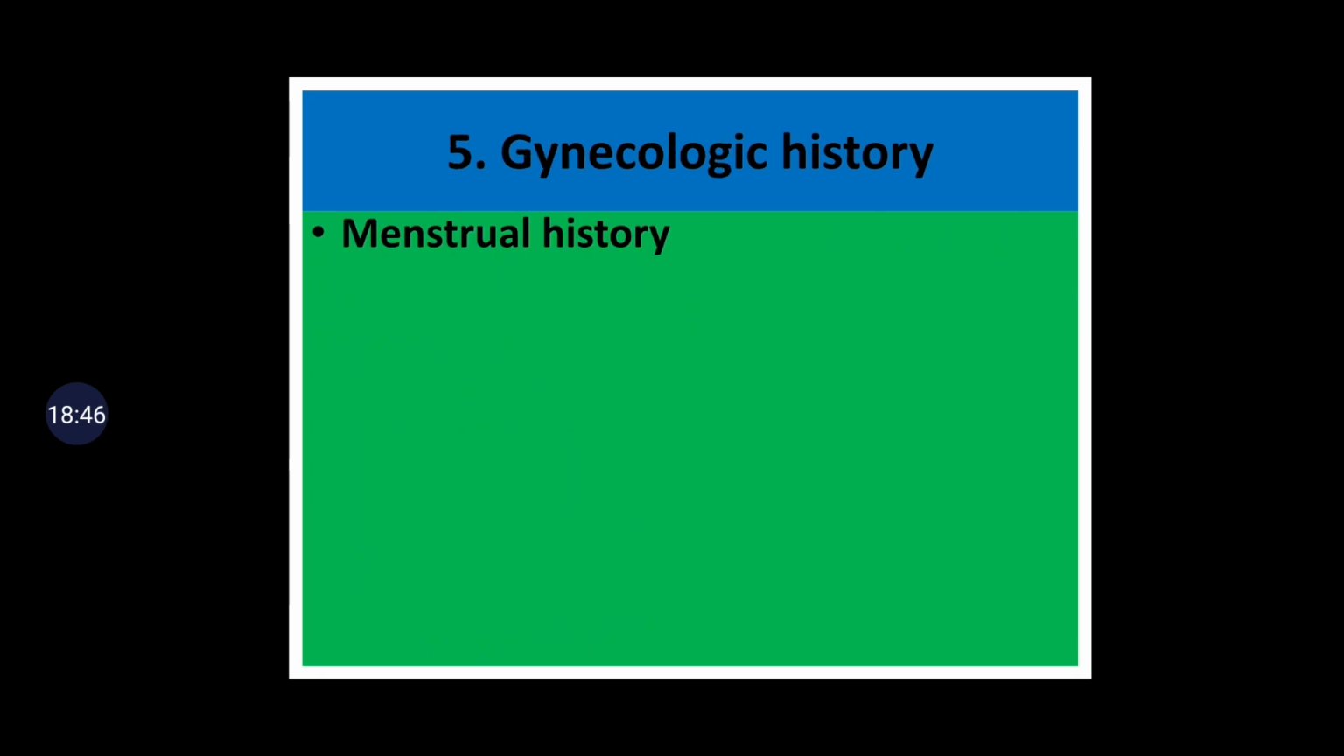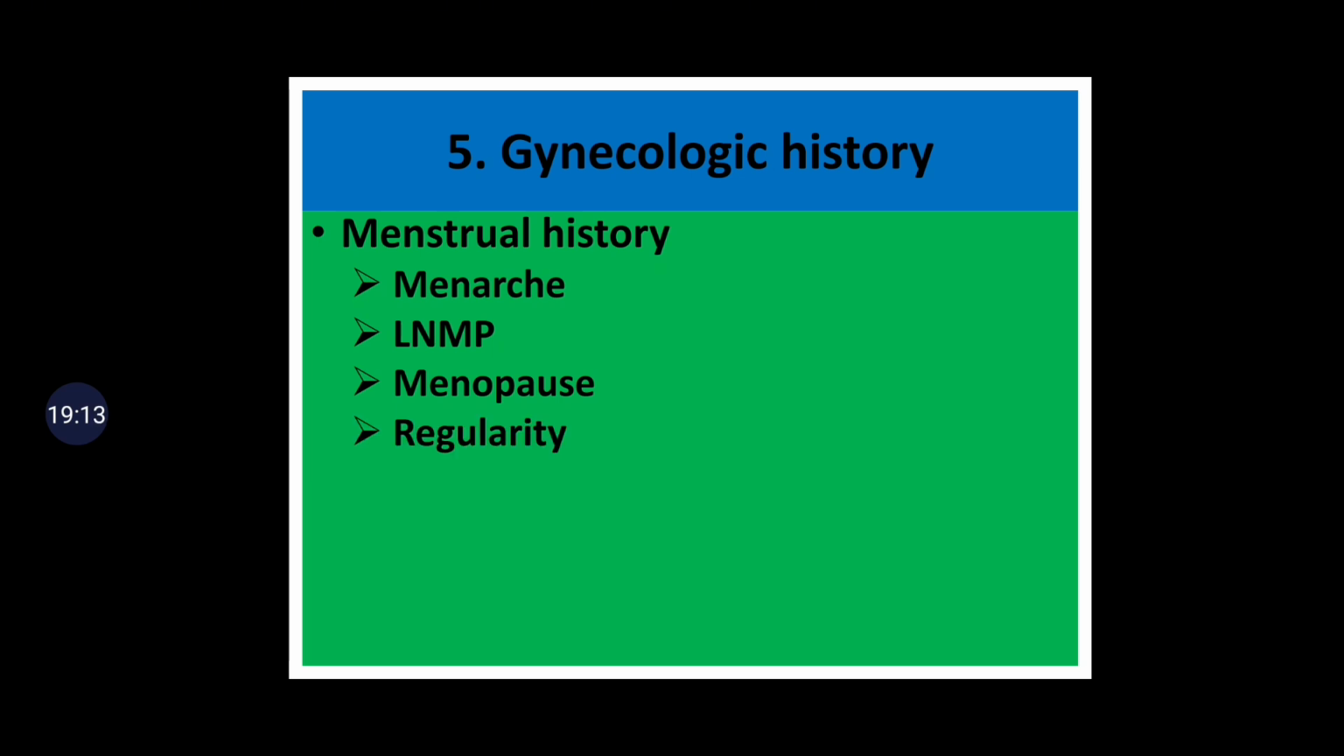Finally, we will see gynecologic history. The first one is menstrual history. You should ask age of menarche. Early menarche is associated with some gynecologic malignancies, and late menarche may be a sign of primary amenorrhea. Ask the last normal menstrual period in case of gynecologic patients, and you should ask about menopause. Late menopause is associated with some gynecologic malignancies. Ask about regularity of the menstrual cycle, whether it is regular or irregular, and cycle length. The normal cycle length is 21 to 35 days.